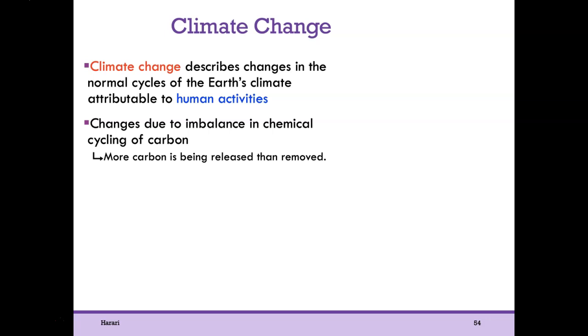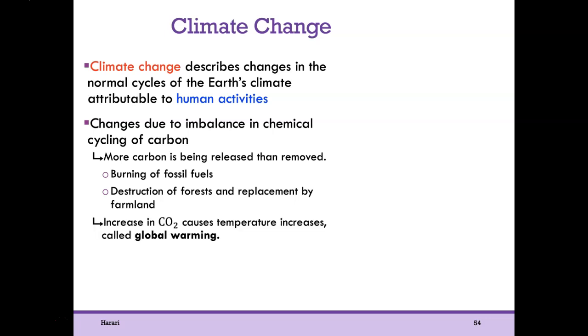So if more carbon is being released than removed, we have a lot of issues. And that's what happens when we burn fossil fuels. Right? When we burn coal and we burn oil, we're increasing carbon dioxide in the environment. Same thing when we destroy forests, we're removing the ability of trees to use that carbon dioxide, right? And when we have increases in CO2, that causes temperature increases. That's called global warming, right?